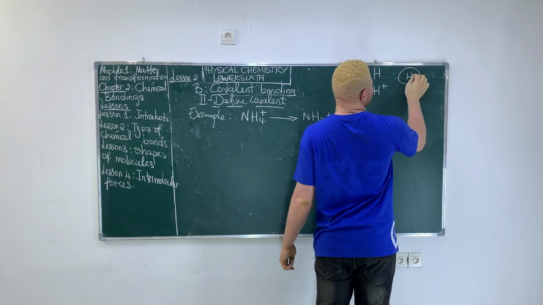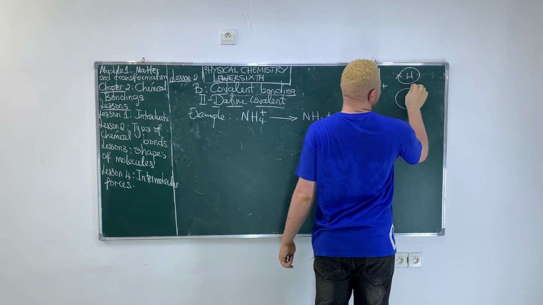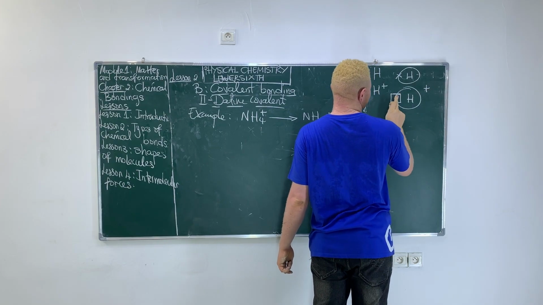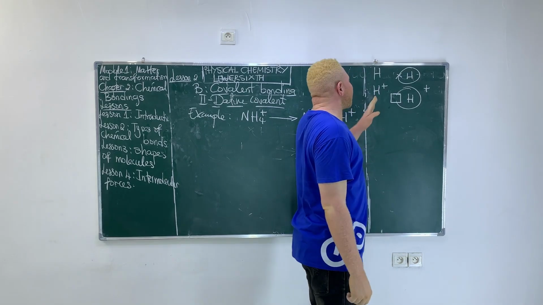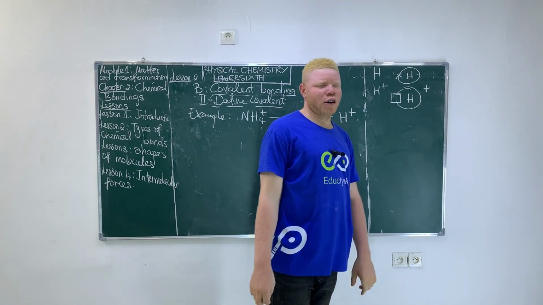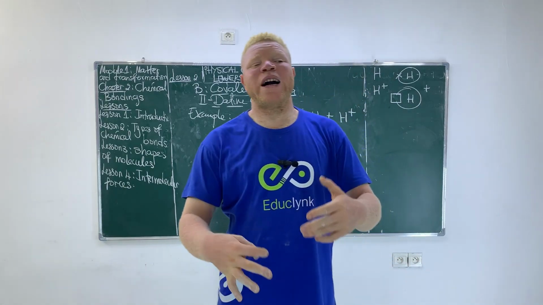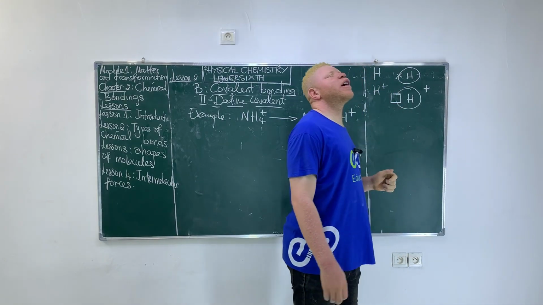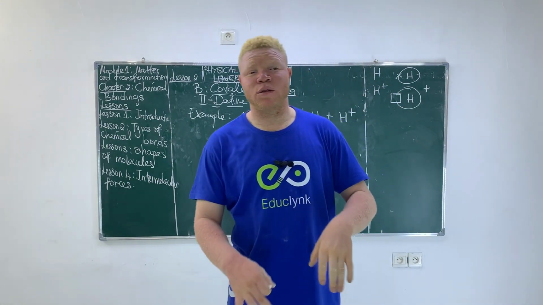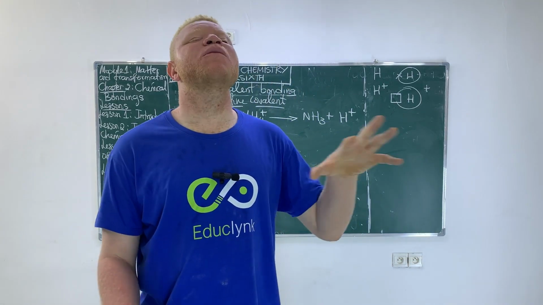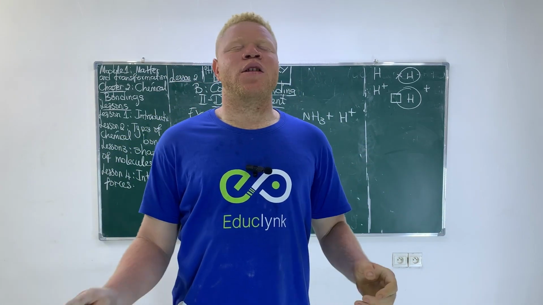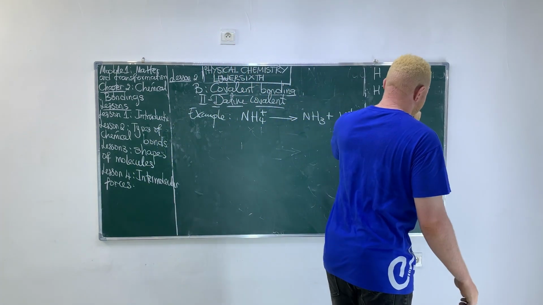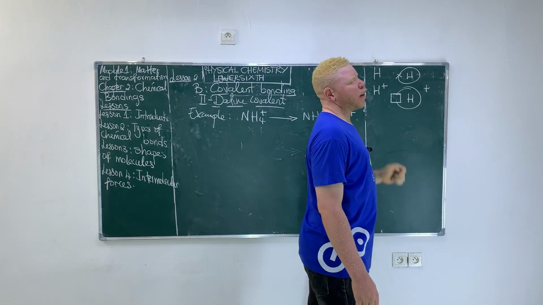H has one electron in the outermost shell. H plus has 0. It has nothing because it has lost its electron. So it means that H plus has an empty orbital. It has a vacant orbital. That means the orbital is empty. In this case, H plus will be the acceptor atom because it has 0 electron. The outermost shell has an empty space where the electron will come and relocate itself. So H plus has an empty orbital. H is having one electron.